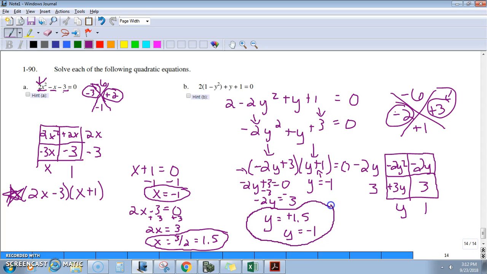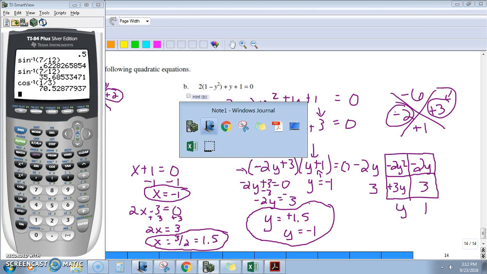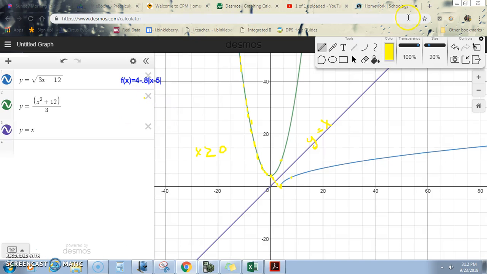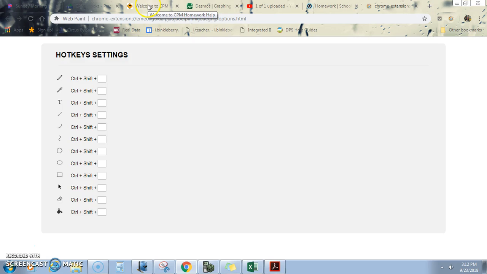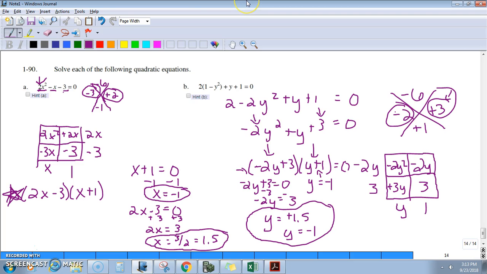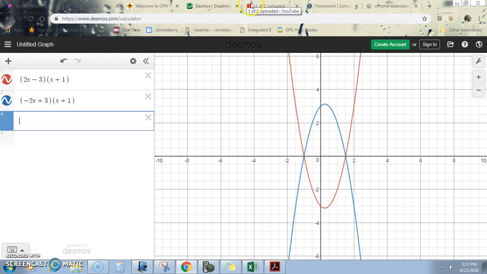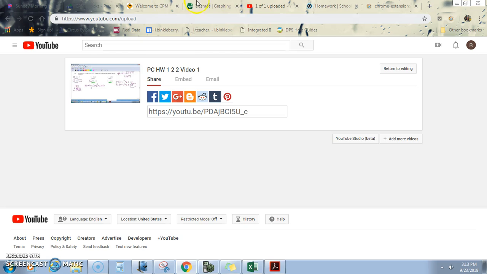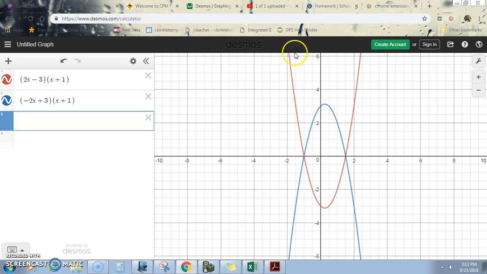So what do you think is going to be the difference? Let's check out a graph. 2x minus 3 times x plus 1. Let's do this. Where's my Desmos? This is going to be cool, you guys. All right, so I graphed these. The first one here is the red one, right? And it's a positive. And then the second one we solved for was the blue one.